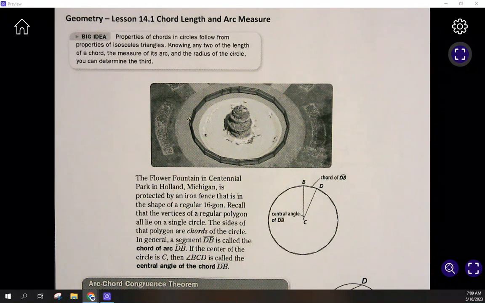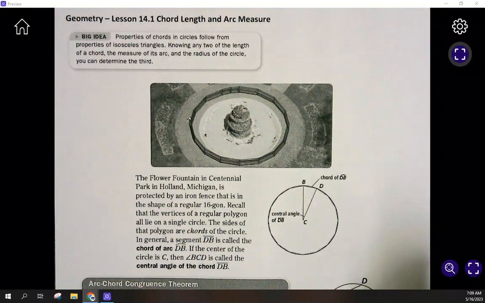So knowing any two of the length of a chord, the measure of its arc, and the radius of the circle, you can determine the third, because from there we can use sine, cosine, tangent, we can use Pythagorean theorem, we can use 30, 60, 90. All right, so let's take a look.